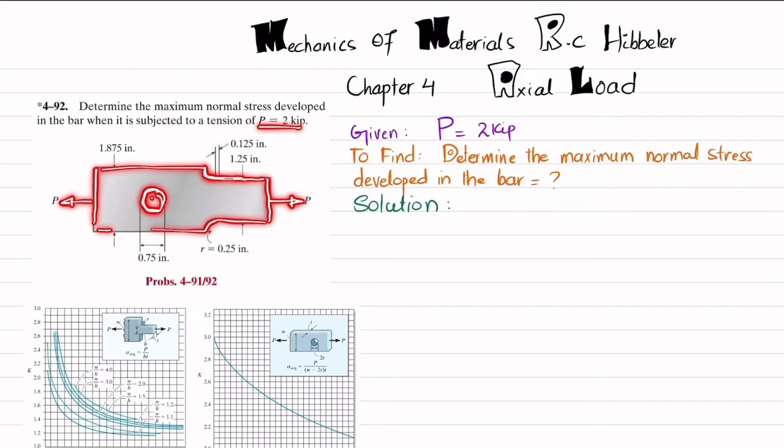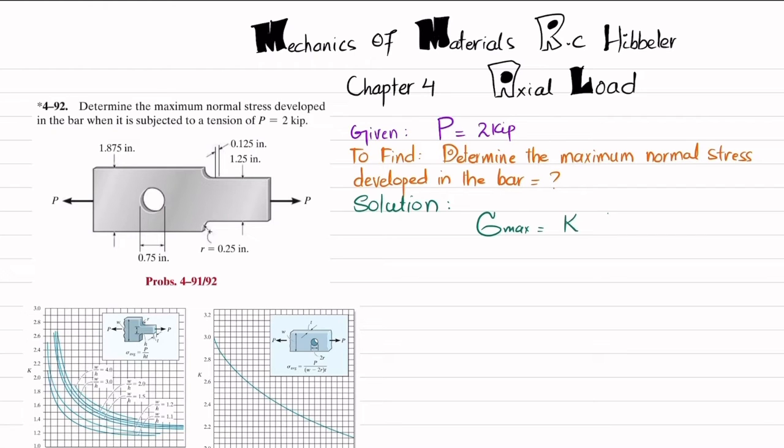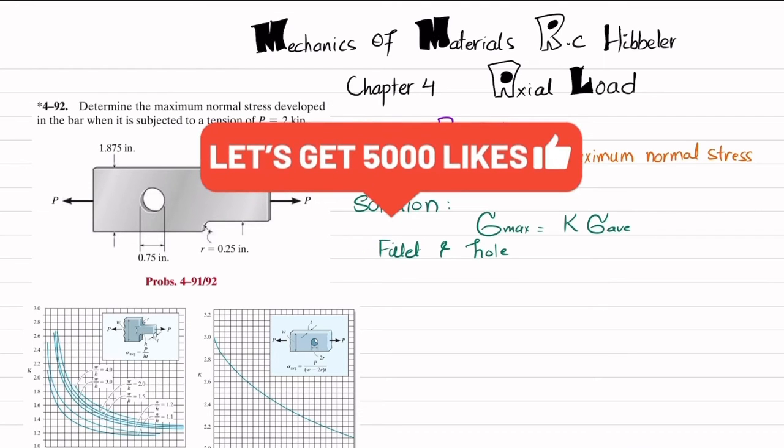So due to this hole, there will be a stress concentration. There will be the maximum stresses in this region as well as in this region of the fillet. So we'll find this maximum normal stress that will be developed in this bar. So let's start with the solution. So we know that maximum stress is equal to stress concentration factor into sigma average. So we have fillet and hole. So what we are going to do, we will find K for fillet and K for hole. So first we will find at fillet.